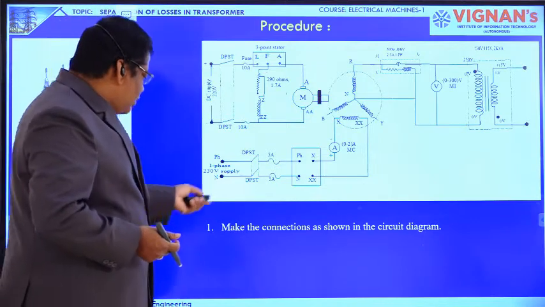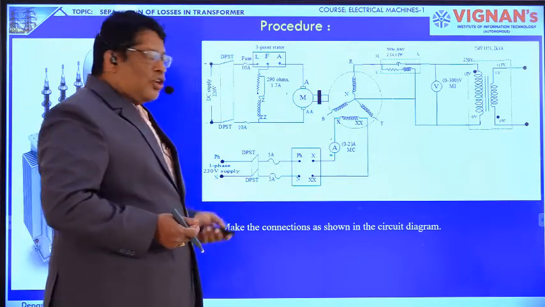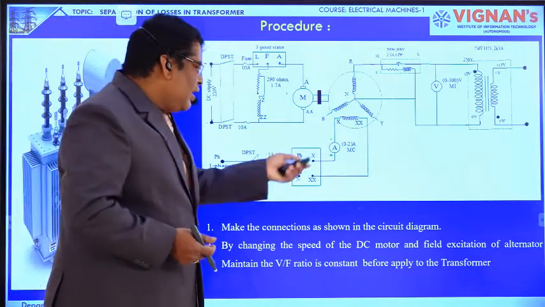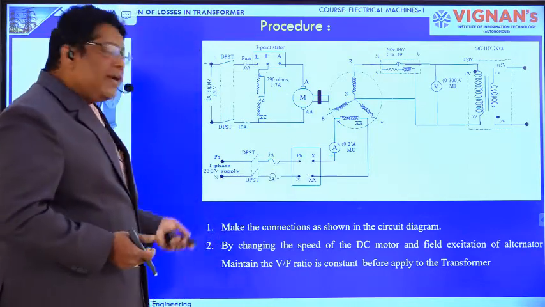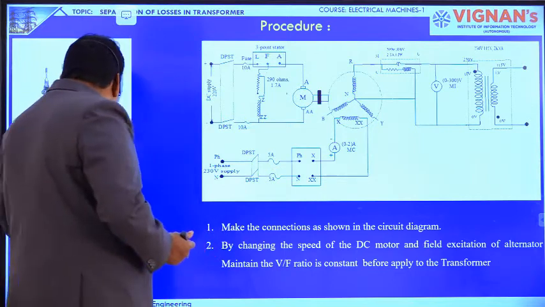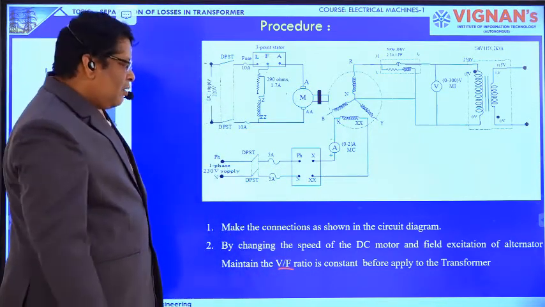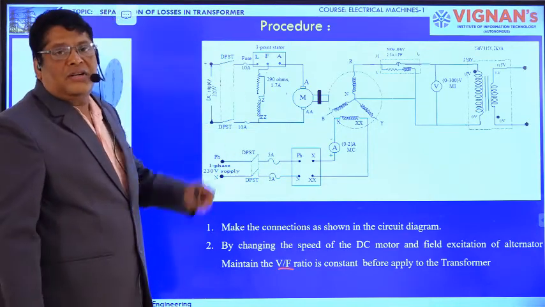Now we are going to see the procedure. Make the connections as shown in the circuit diagram. By changing the speed of the DC motor and the field excitation of the alternator, maintain V by F as a constant. Maintain the V by F ratio constant before applying to the transformer.